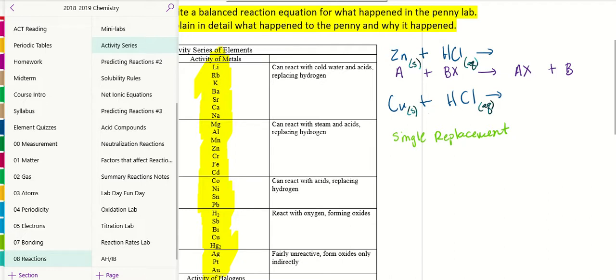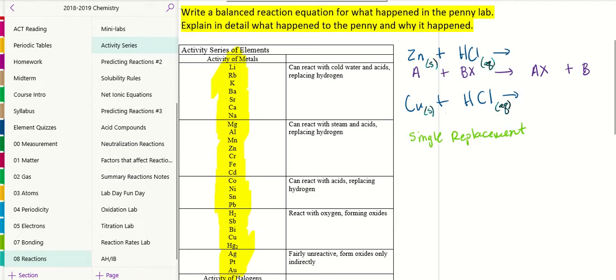Now, take a look at this activity series. You have a whole rank of metals based on how reactive they are. Take a look at zinc, take a look at hydrogen. Which one is more reactive? Here's zinc. Here's hydrogen. Which one's more reactive? Zinc. The one higher up is more reactive. So zinc is able to knock hydrogen off of the Cl and produce zinc chloride, aqueous, plus H2.